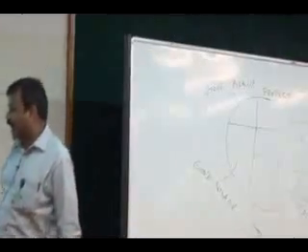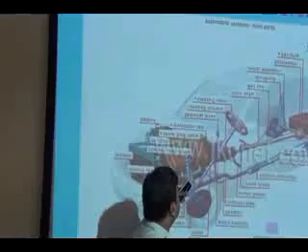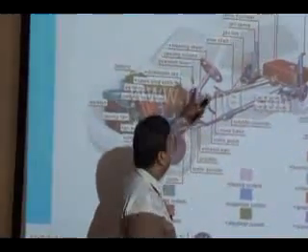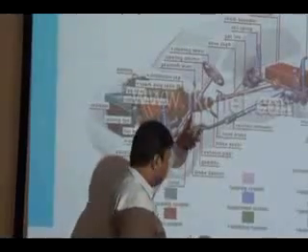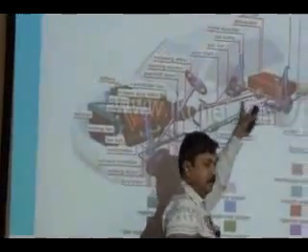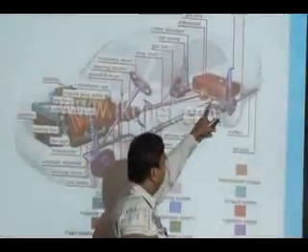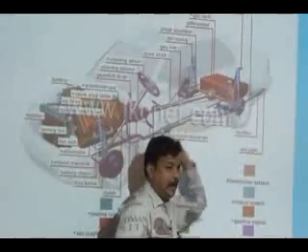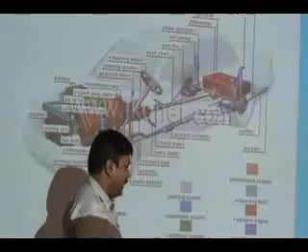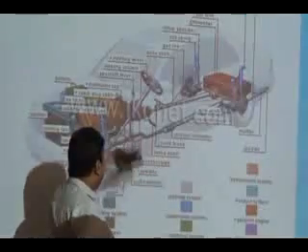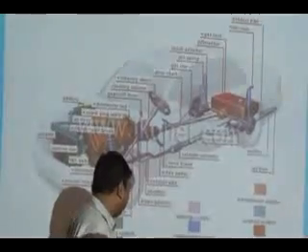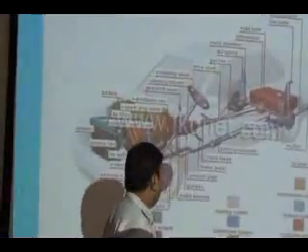The transmission system starts from the engine output. Here you have the gearbox, the propeller shaft, the differential, the axle, and the rear axle. The entire thing is the transmission system. Let us take something more interesting.